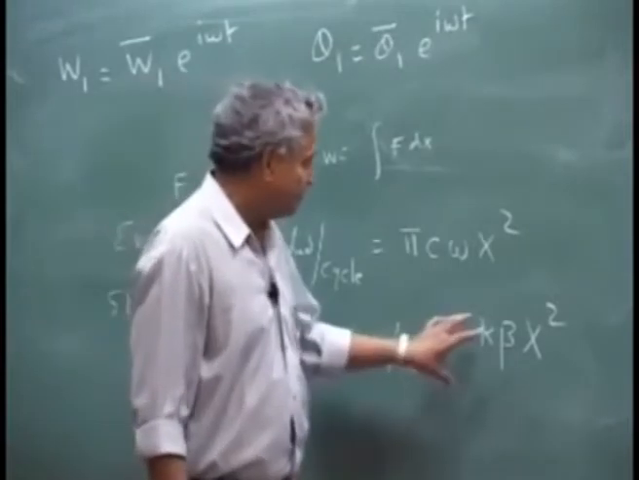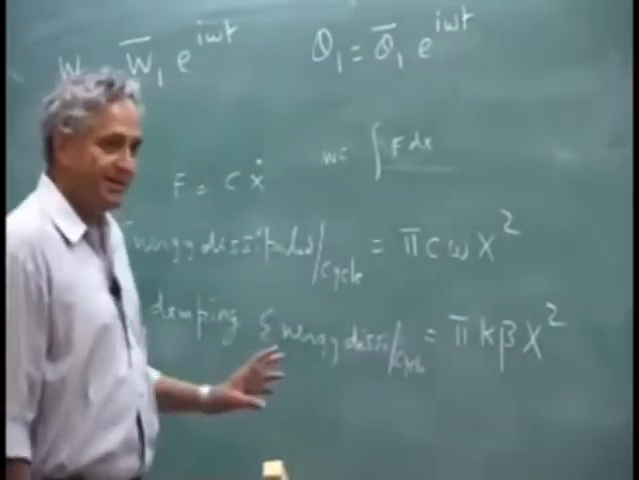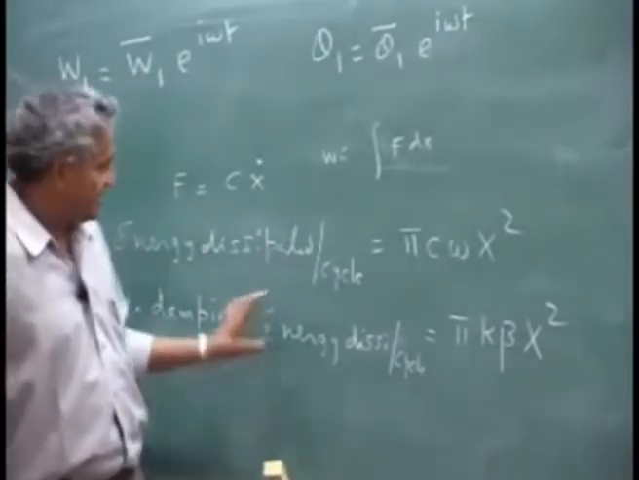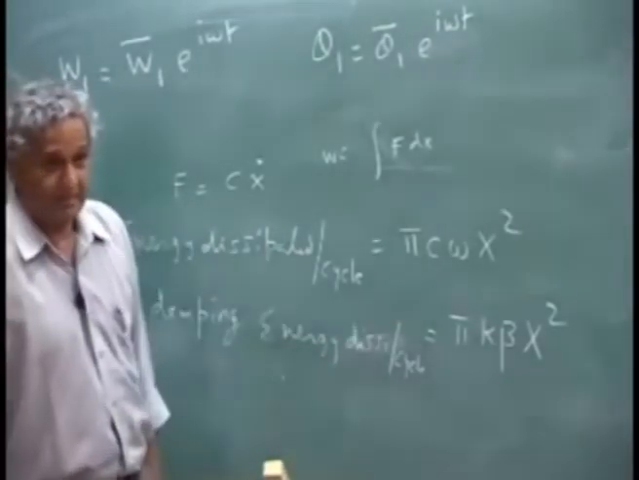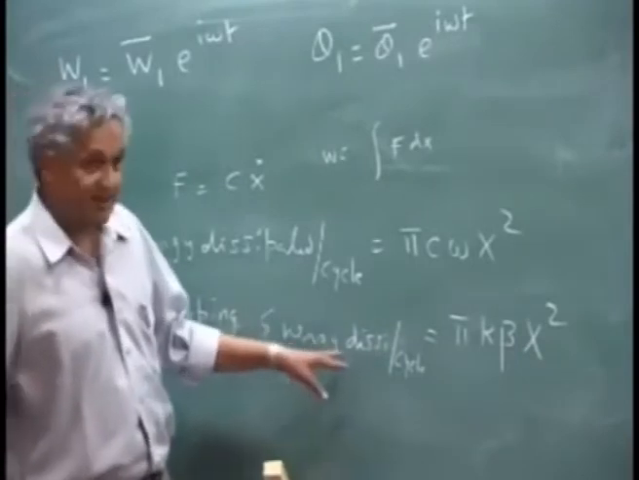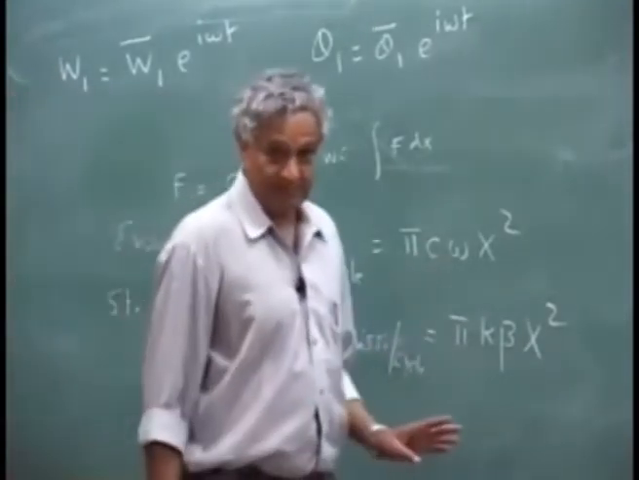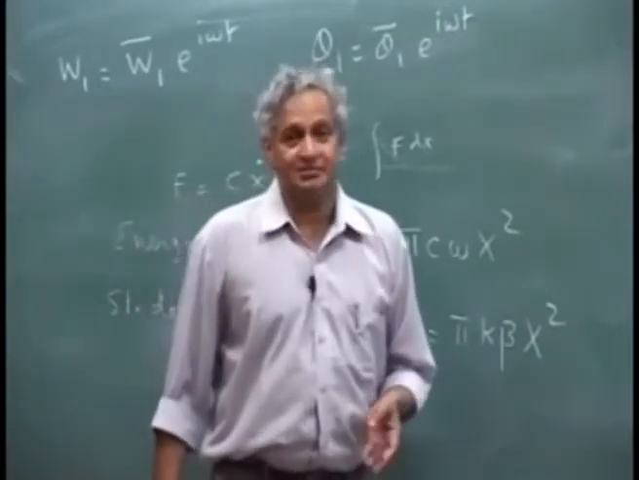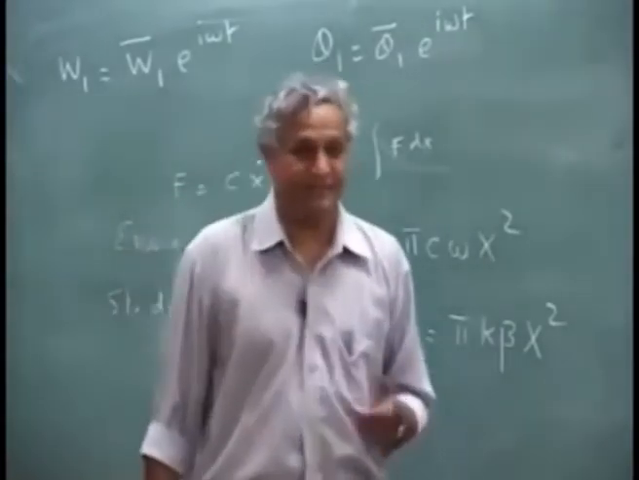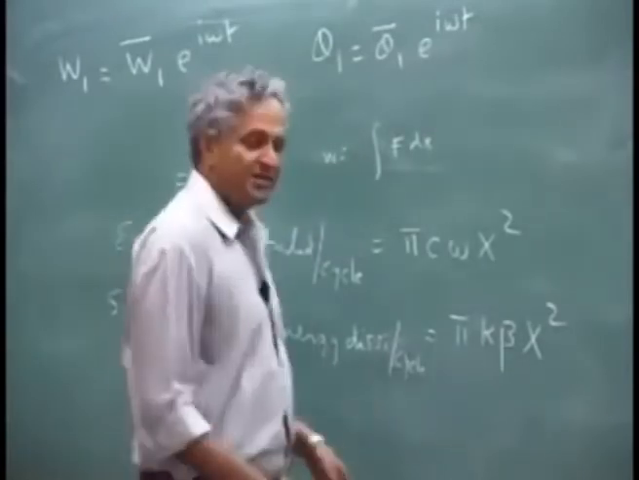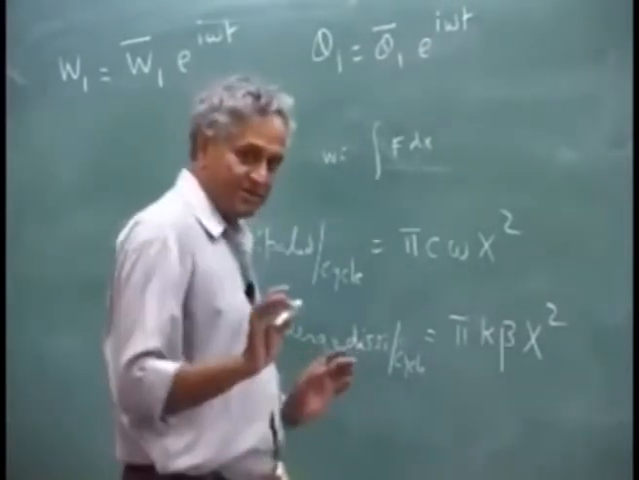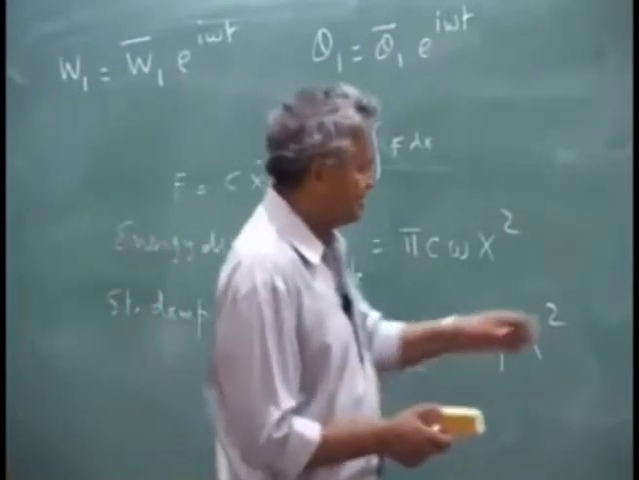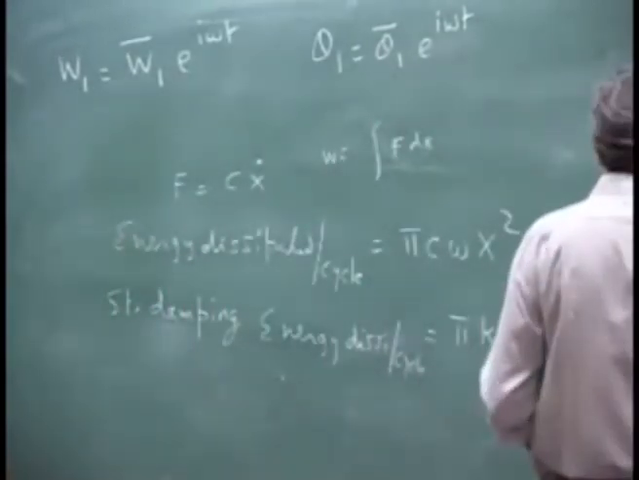Now if you have a damping which has this characteristic, that the energy dissipated per cycle is independent of omega, then what is the type of damping? That is called the complex damping. What they say is complex stiffness, complex stiffness term. How that comes about, I will just mention that part.